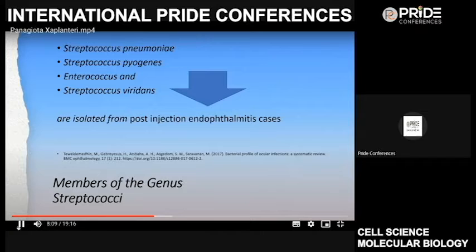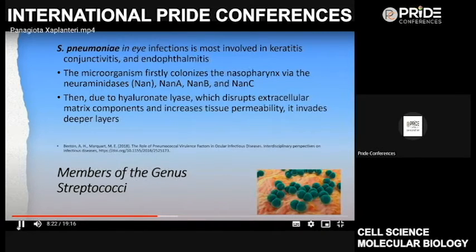From the members of the genus Streptococci, Streptococcus pneumoniae, Streptococcus pyogenes, Enterococcus, and Streptococcus viridans are isolated from post-infection endophthalmitis cases. Streptococcus pneumoniae, in rare infections, causes keratitis, conjunctivitis, and endophthalmitis. The microorganism firstly colonizes the nasopharynx via neuraminidase. Then, due to hyaluronidase, which disrupts extracellular matrix components and increases tissue permeability, it invades the deeper layers.